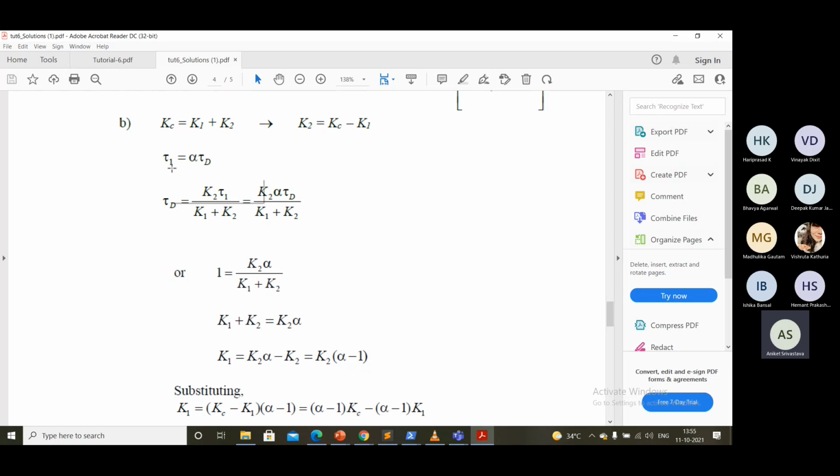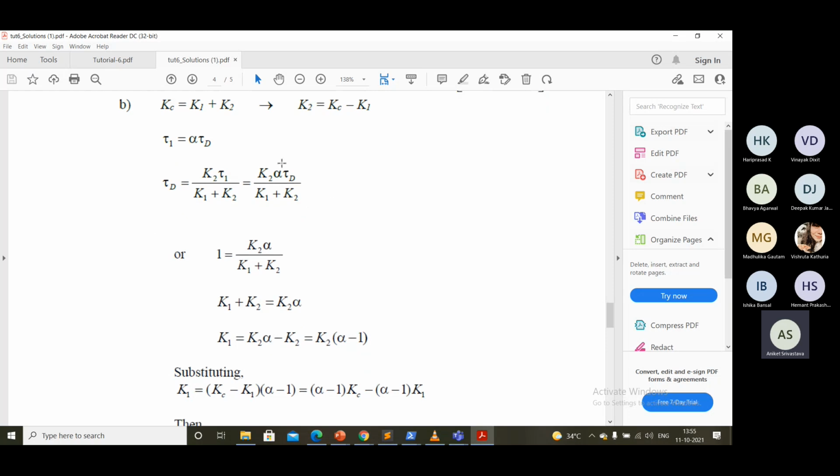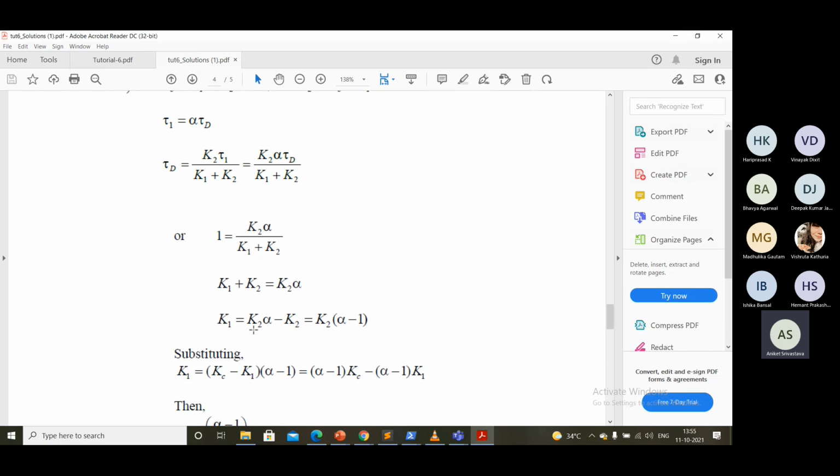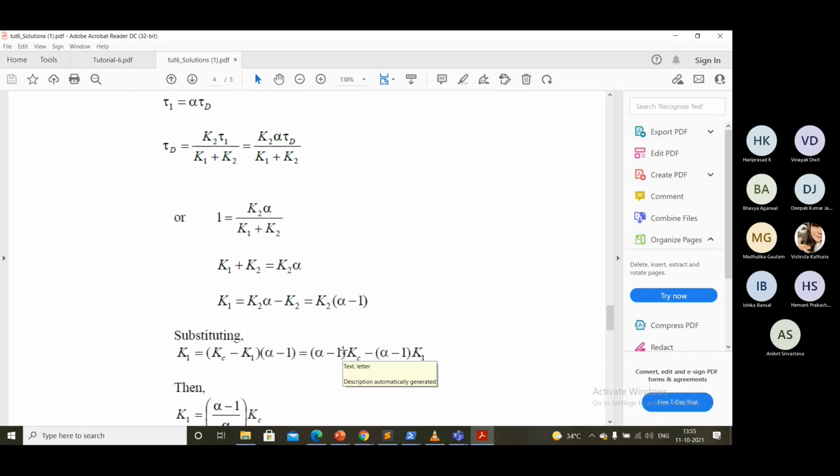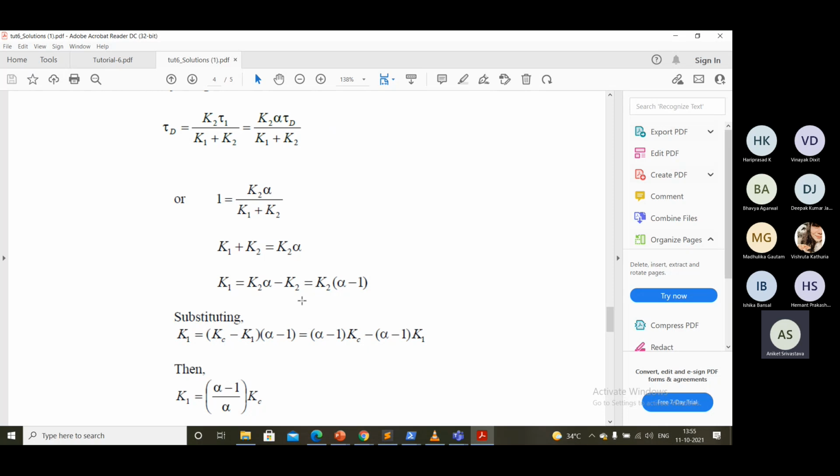From the second expression we can put in tau 1 equals alpha tau d. Hence the tau d on both sides will cancel. So we get K2 alpha upon K1 plus K2 as 1. Doing some mathematical manipulations, we can easily derive that K1 should be equal to K2 into alpha minus 1. And as we know K1 plus K2 equals Kc, so K2 is equal to Kc minus K1.